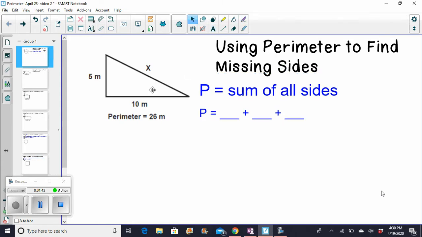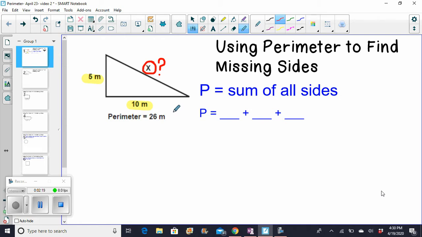So check this out. I have 2 values that are labeled on this triangle already. Okay, so my vertical side is 5 meters. I have a horizontal side down at the bottom that is 10 meters. And then lastly, I have an X. I have a missing value here, a missing measurement. You can imagine that this is a question mark. And very often you will see a question mark on a missing side measurement like that.